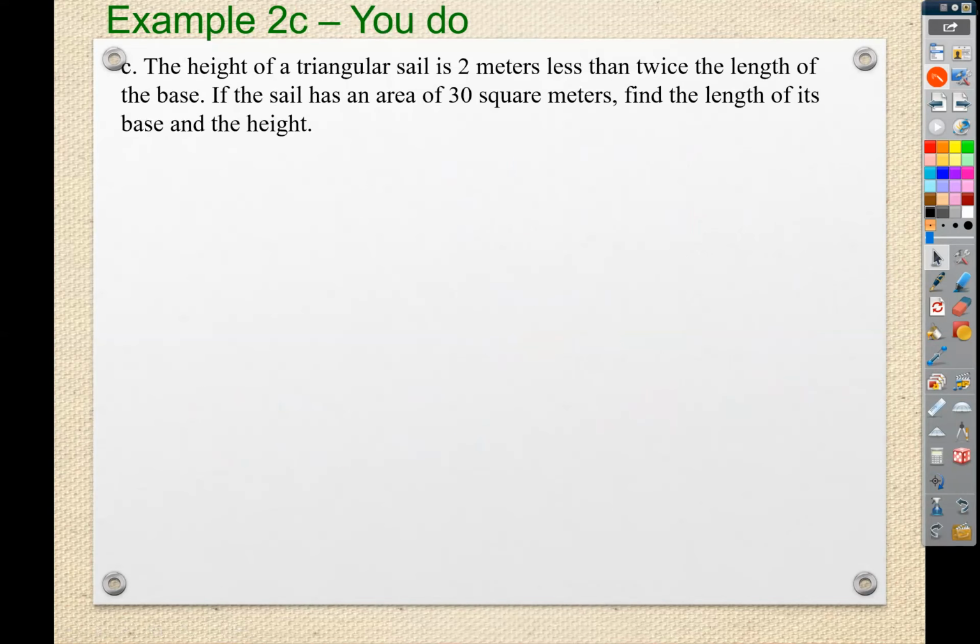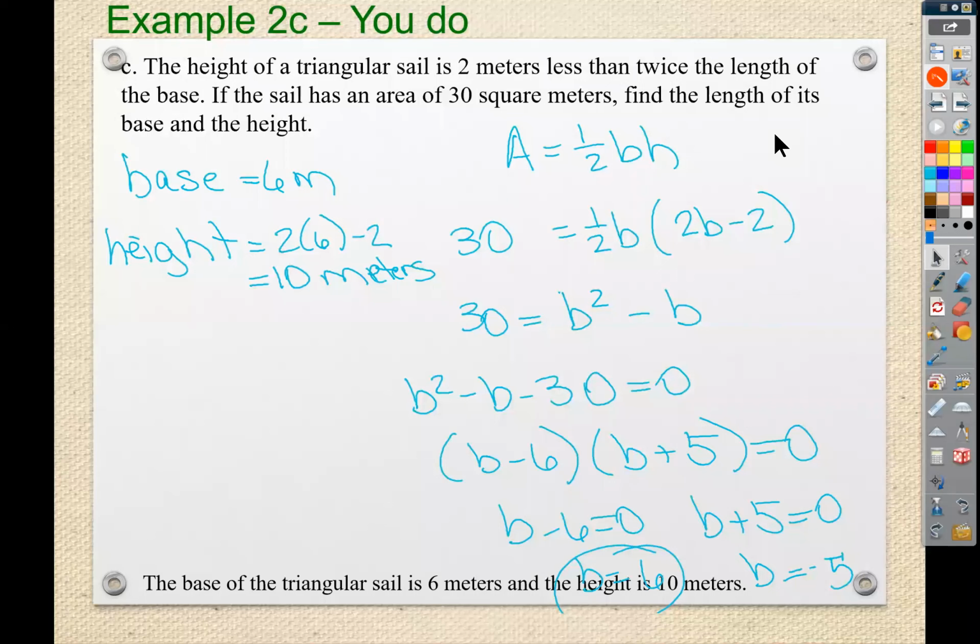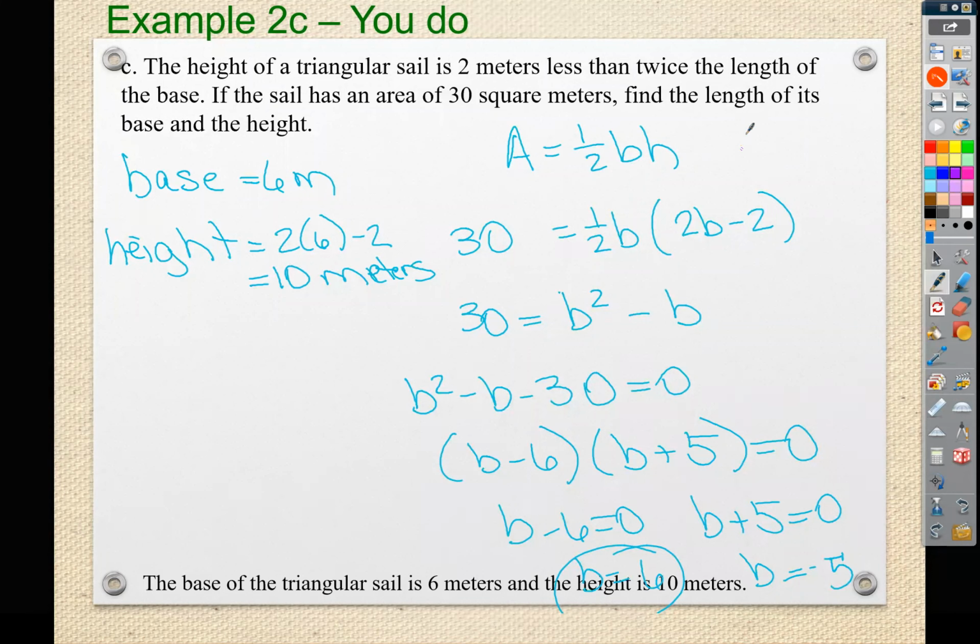All right, you go ahead and do this one. And you should have gotten that the base is 6 meters and the height is 10 meters. Remember, this is the area of a triangle problem, so you're going to use area equals 1/2 base times height. And it said that the height was 2 meters less than twice the base.